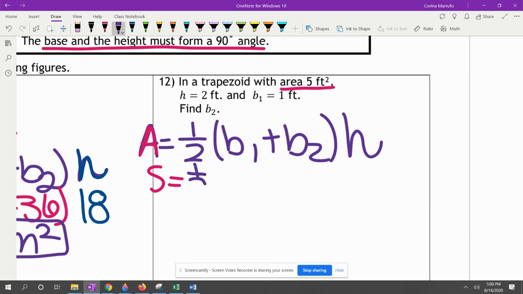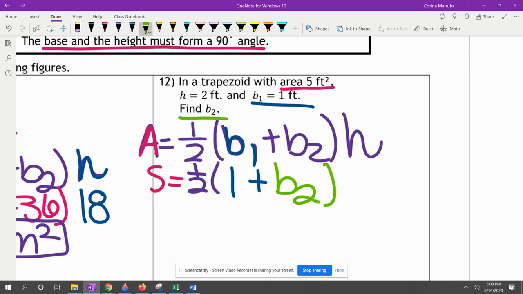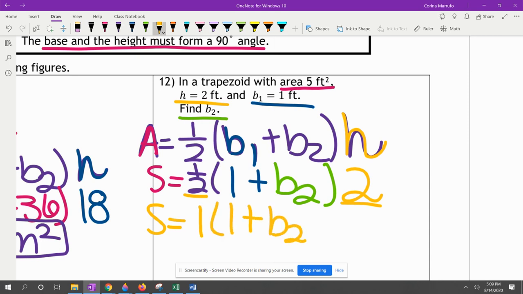The 1/2 is going to stay the same. They tell us that B1 is equal to 1 foot. So 1 plus, they want us to find B2. We don't know what B2 is, so it's going to stay as B2 times the height. The height here, they tell us is 2 feet. So instead of H, I'm going to put a 2. Okay. So first, we're going to go ahead and multiply 1/2 times 2. And half of 2 we know is 1. And then it's going to be times 1 plus B2.